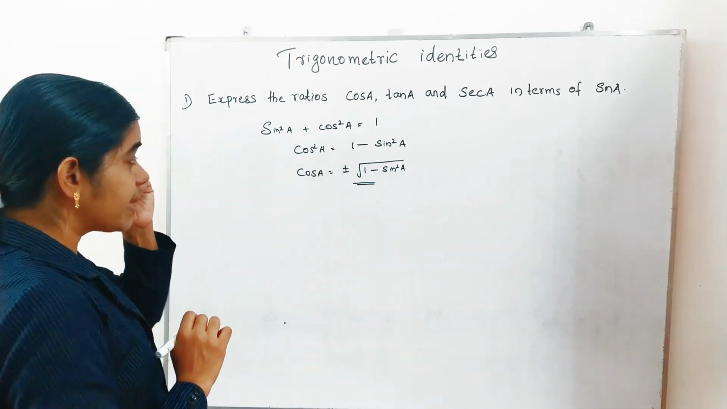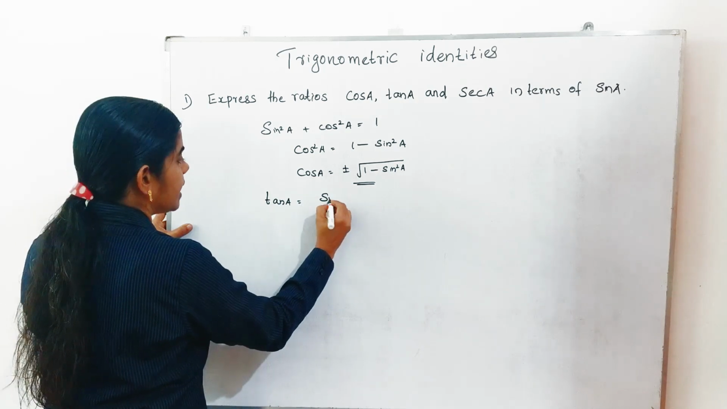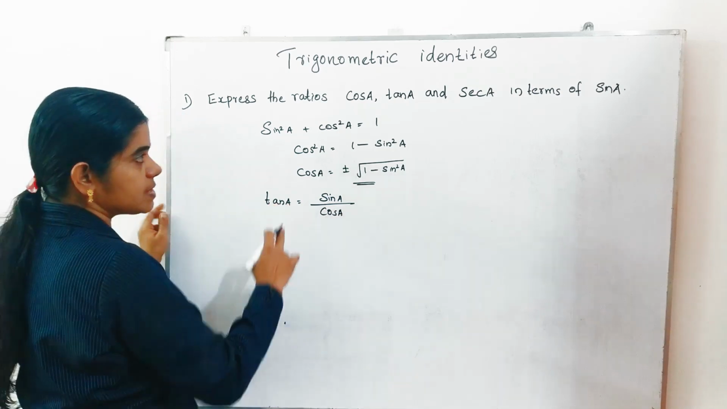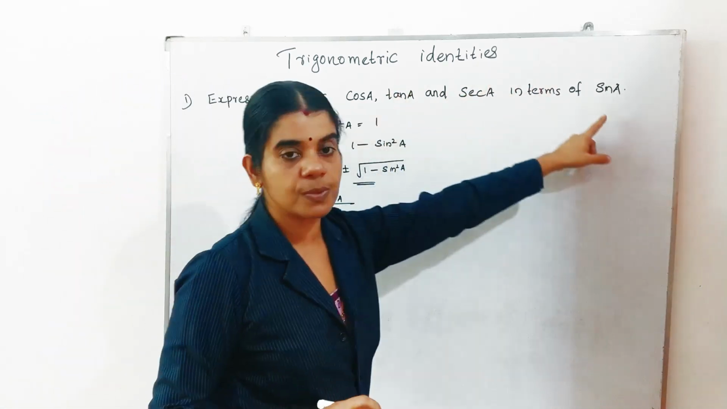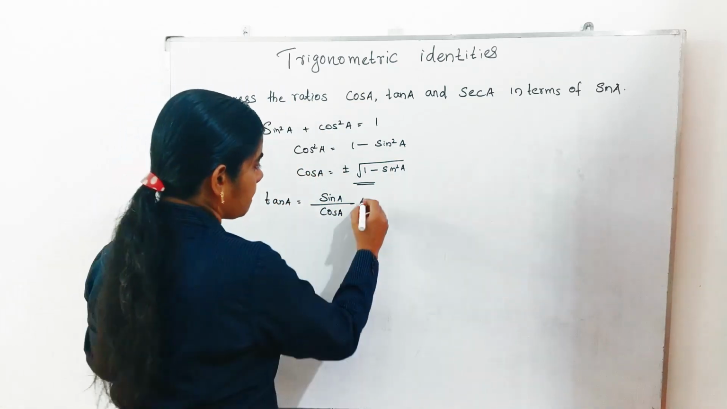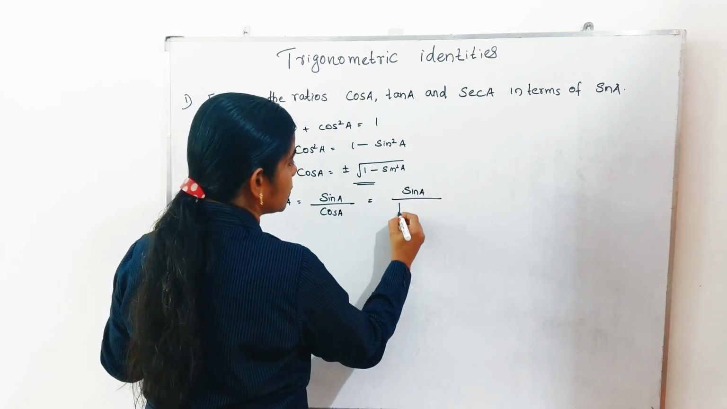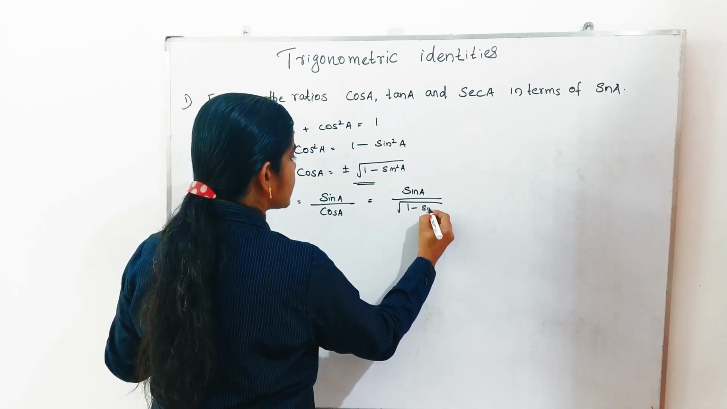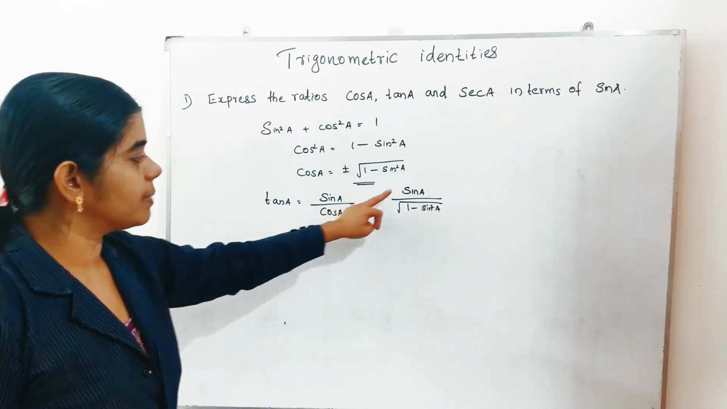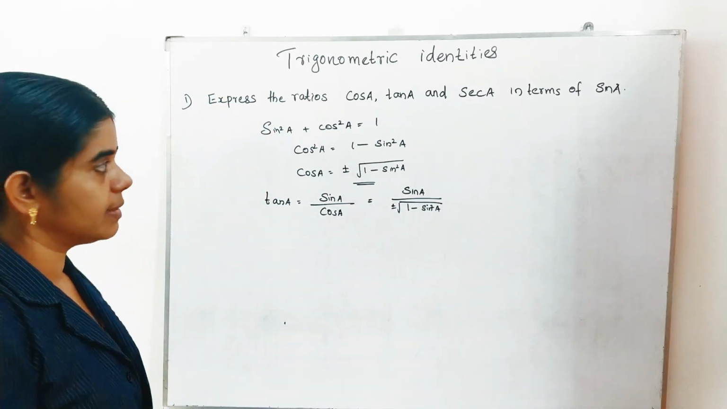Next one, tan A. Tan A you already know is sin A by cos A. You want to express this tan A also in terms of sin A. So tan A you already wrote as sin A by cos A. Then instead of cos A you can write root of 1 minus sin square A. So tan A also becomes in terms of sin A. Here also you can give plus or minus.